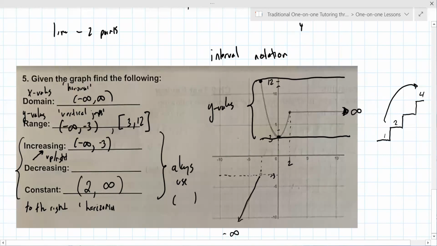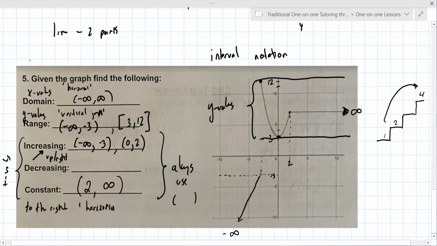So what's the window of this? Would it be 3 up to? It's the x values. So these are always the x values. So 0 to 2. Yes.